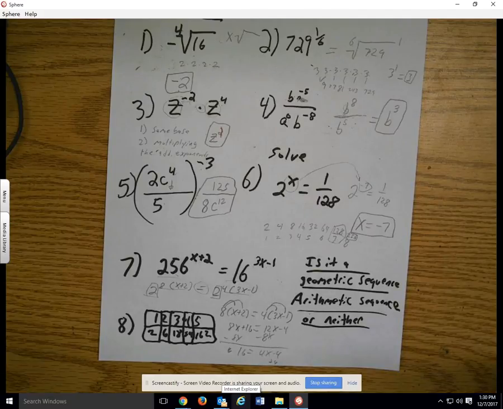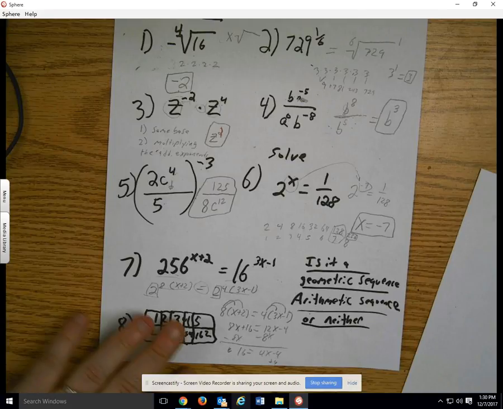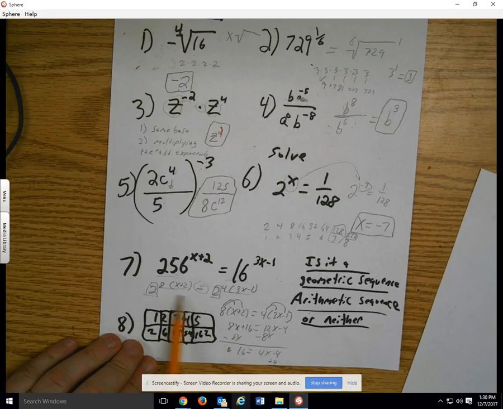Yeah, we were finishing up the last two problems. I ran out of time. I was trying to rush through it. But on this problem right here, we made the exponents equal to each other.